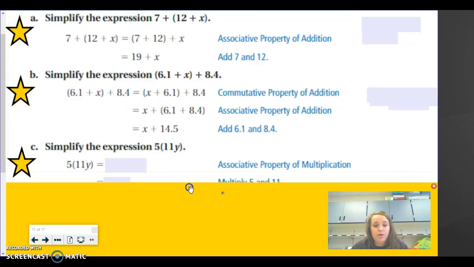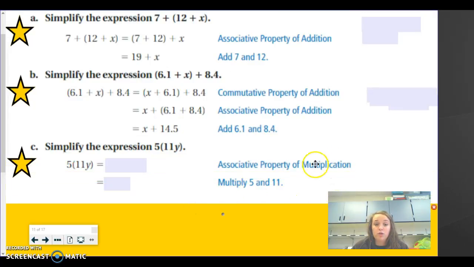Now, we're going to use an example with multiplication. So I see that this number next to parentheses is implying that we're going to multiply. So I can rewrite this as 5 times 11y so that I can actually group the 5 times the 11. So now I've actually added my own multiplication symbol, even though it was really there in the first place, I've added it so I can visually see it, because now I can multiply 5 times 11 and end up with 55y.